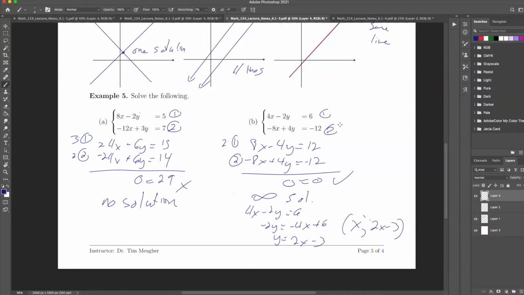But notice that if I multiply this equation by negative 2, I get back the other equation. So this is consistent in the sense that we have a solution, in fact infinitely many. But these are called dependent because this equation is a multiple of this equation. And that's why it's called that. All right, so let me show you graphing.